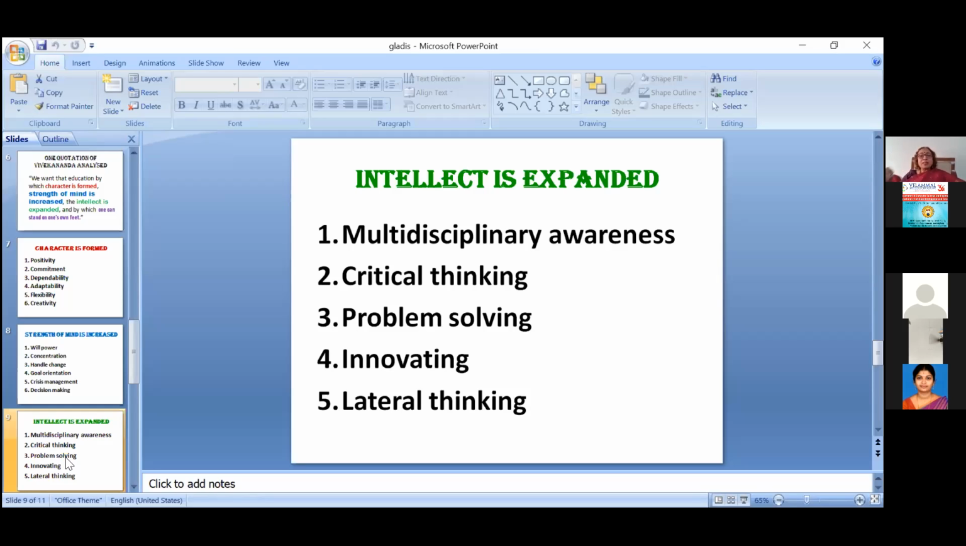So this multidisciplinariness is very important for intellectual advancement, to expand the intellect. Critical thinking, a very important skill today, is critical thinking. I'm sure in an FDP, an entire session might be devoted to critical thinking. I hope so. But all of you can do it. I have no time to go into details of critical thinking. I can give you one or two examples.